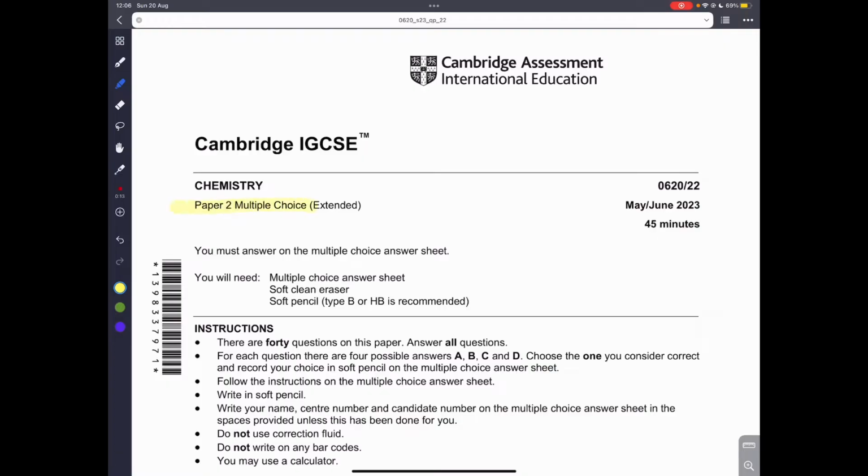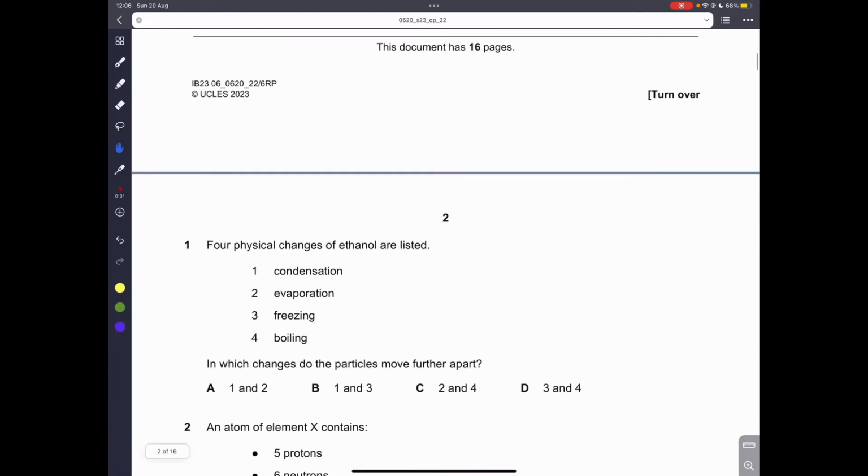This is the May-June 2023 series, so this is the most recent one that Cambridge has released. I believe it was released 2 to 3 days ago. And I've heard that many people found chemistry this year to be particularly hard. Well, let's see. Let's try to do this.